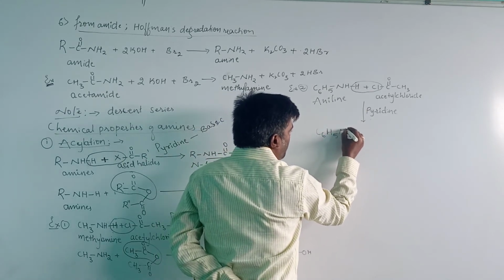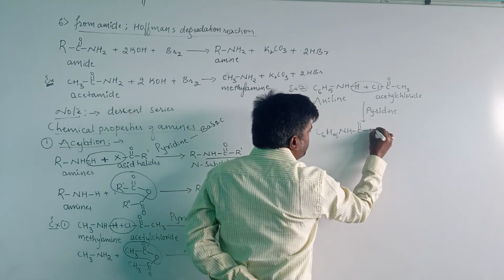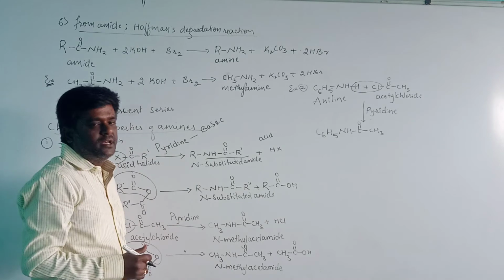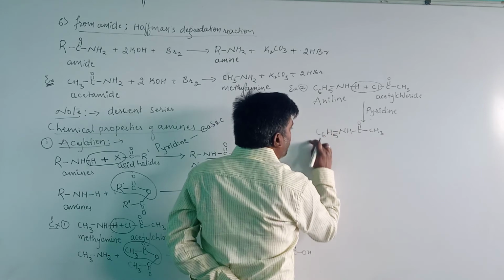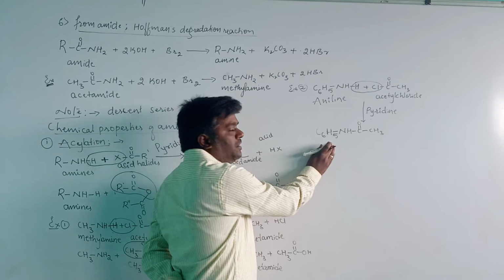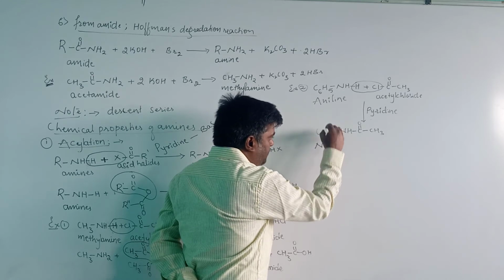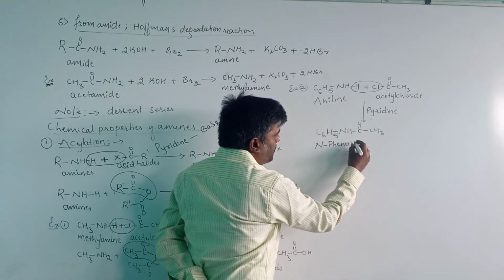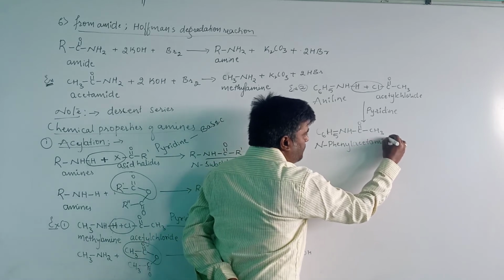C6H5NH-C double bond O-CH3. For the name, generally we write it as an N-substituted amide. Here the substituted part is benzene, and the prefix for benzene is N-phenyl. It is the phenyl group. Then N-phenylacetamide is the name for this compound.